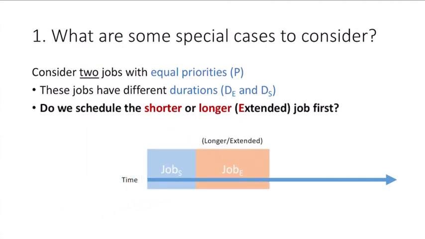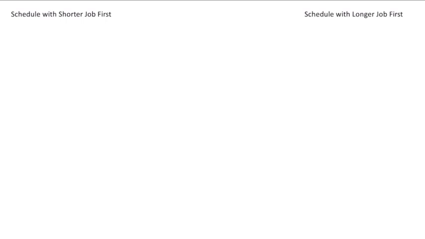So I have two options. I can schedule them with the shorter job first or the longer job first, or I could do the opposite. I could schedule the longer job first or the shorter job first. So let's do the same thing here. Let's compare these two costs.